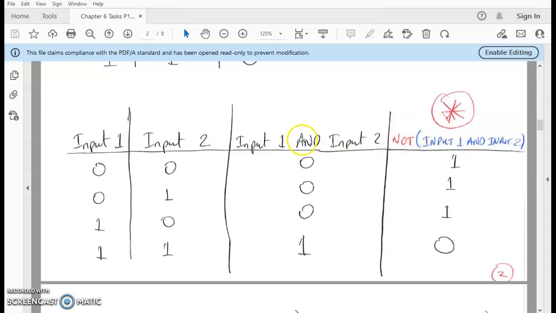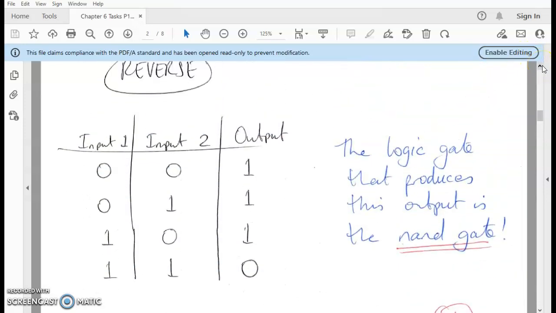NAND for short. Reverse them: input 1, input 0, output 1; input 0, output 1; input 0, output 1. And here again, input 1, output 0. So that is known as the NAND gate. And that's the question you're asked there: what type of gate is this? Some of you might get really good at these and recognize that that is the NAND gate there.